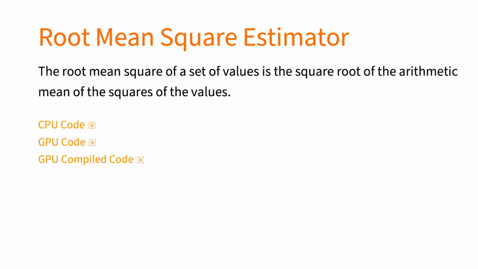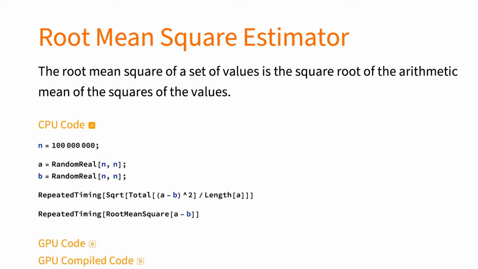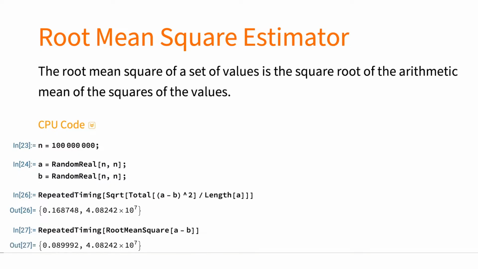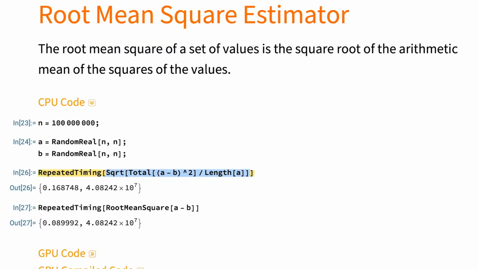Let us now explore some practical applications and uses of GPU arrays. The root mean square of a set of values is the square root of the arithmetic mean of the squares of the values. It serves as a valuable estimator in statistics and signal processing. The native CPU implementation in the Wolfram Language can be called using RootMeanSquare. As you see, the two values coincide, and the native CPU implementation in the system is faster than the basic operation. Now let's look at the GPU code.